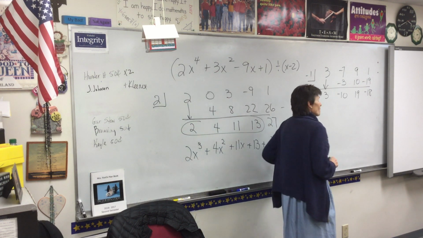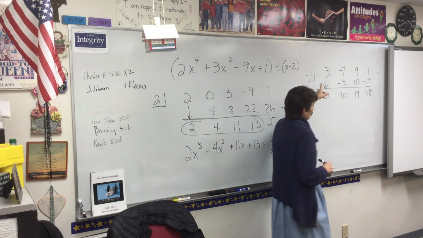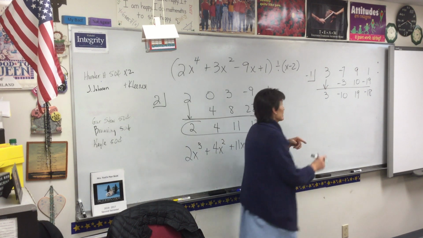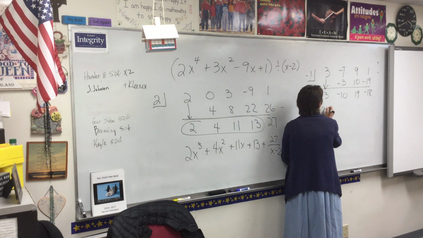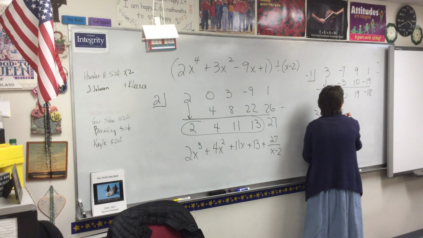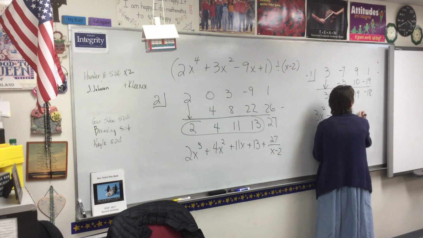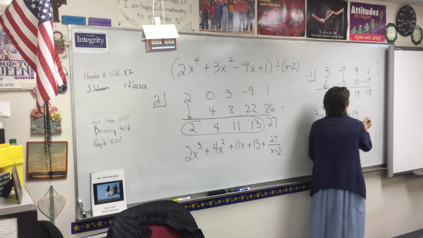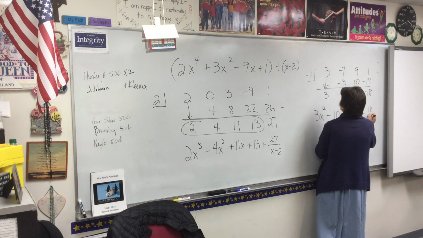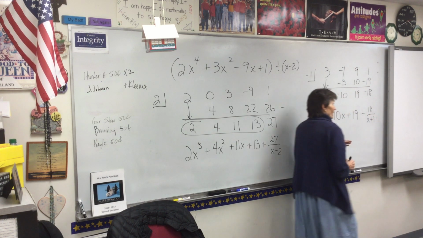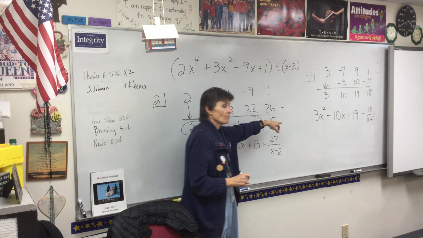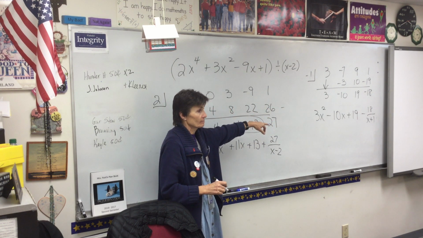All right, so what's my answer? Exactly. 3x squared minus 10x plus 19 minus 18 over x plus 1. That is what your final answer is.